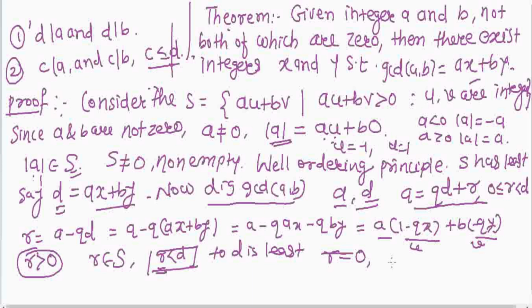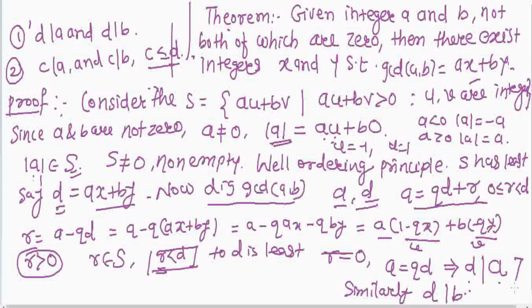If R is equal to 0, then what do we get? A is equal to Q into D. This implies that D is a divisor of A, or A is divisible by D. By a similar argument, we can show that D is a divisor of B, or B is divisible by D. So the first condition of the greatest common divisor is satisfied. Now we prove that the second condition is also satisfied.